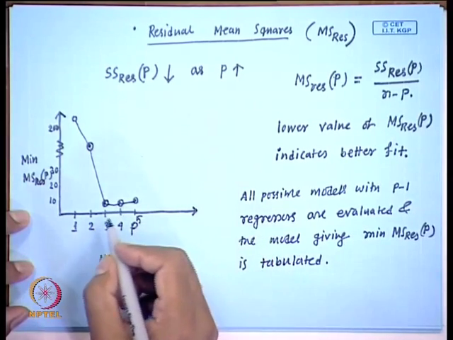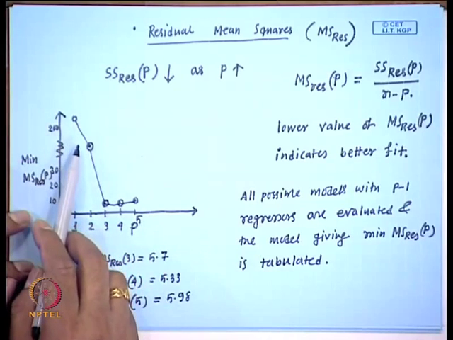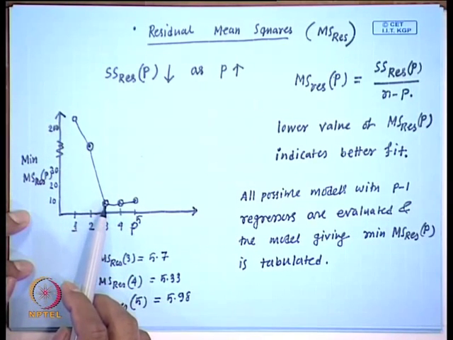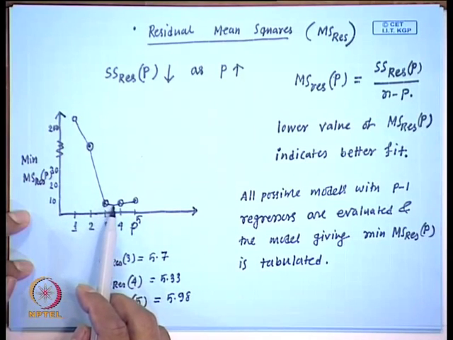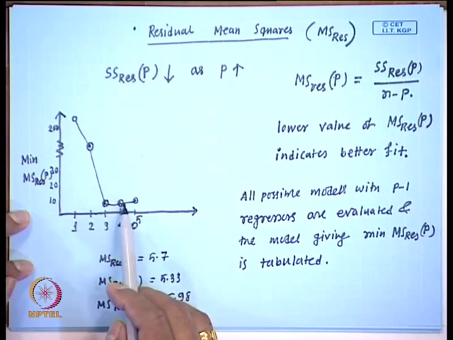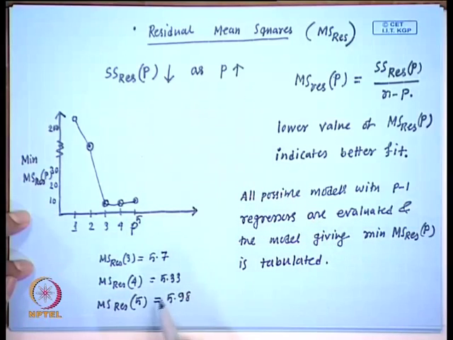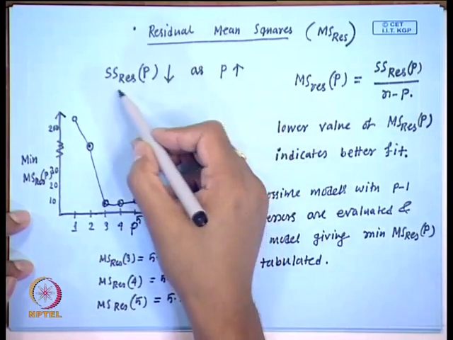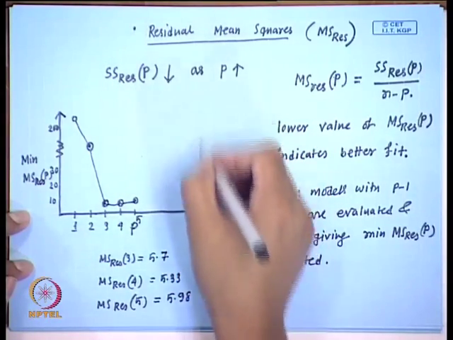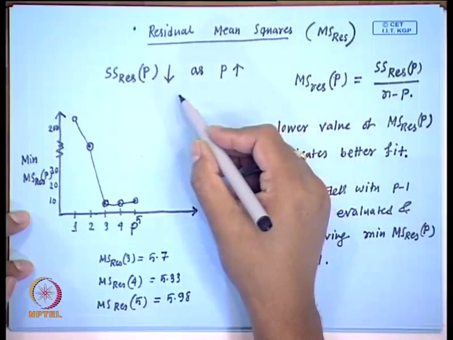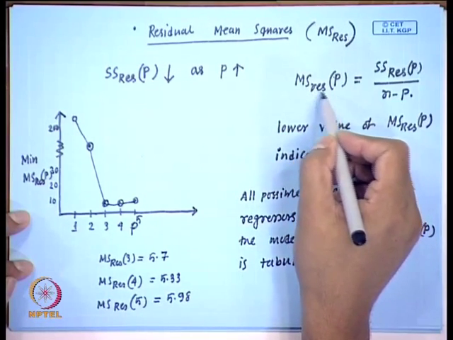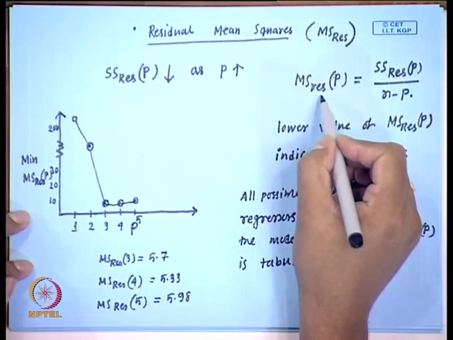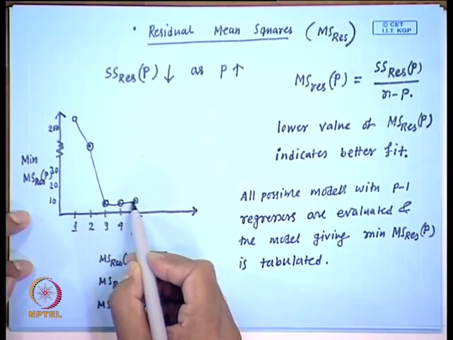So, what happens here is that initially MS residual decreases and then it stabilizes for some time and then it may increase also. So, here it is increasing a little bit from 5.33 to 5.98. This is because for SS residual it is not true, SS residual is always a decreasing function, but the same is not true for MS residual. So, it may increase also.